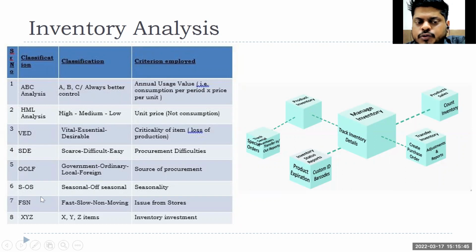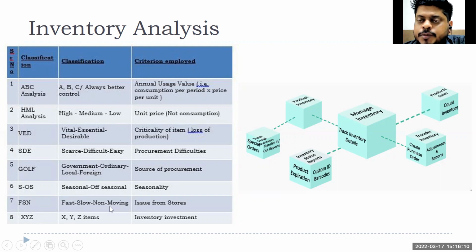SOS: seasonal, off-seasonal. Refrigerators, air conditioners, umbrellas, raincoats, all these items will be seasonal, off-seasonal. Some items are off-seasonal, some items are seasonal, right? Off-seasonal means regular purchases will happen. Seasonal means raincoats will be only required during July, August, right? Then those purchases won't happen.